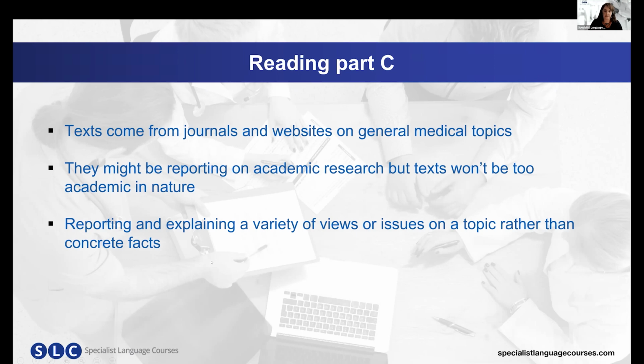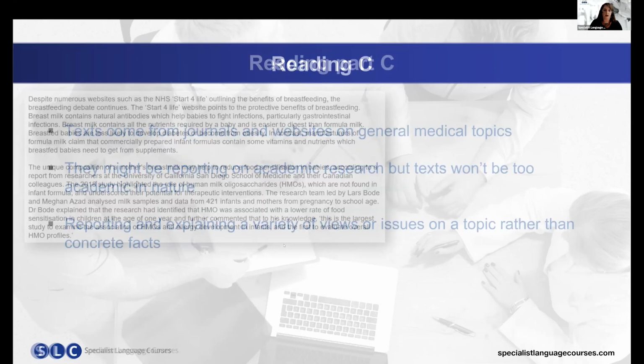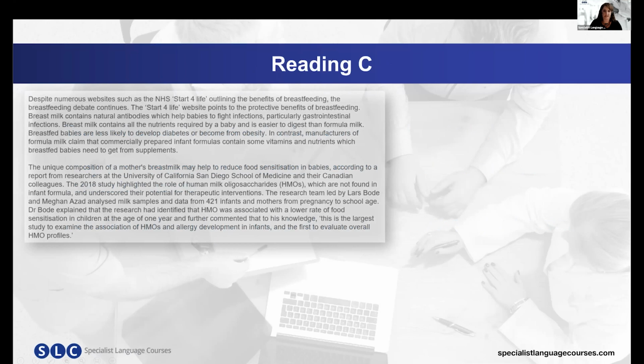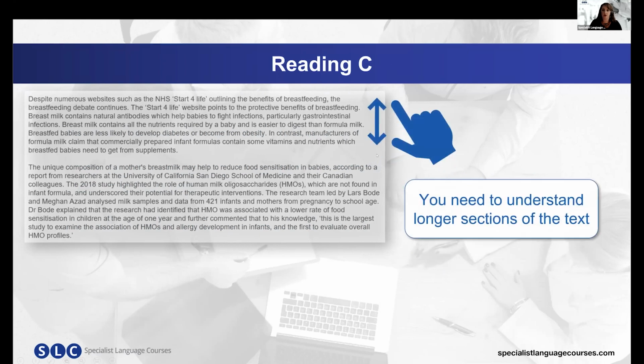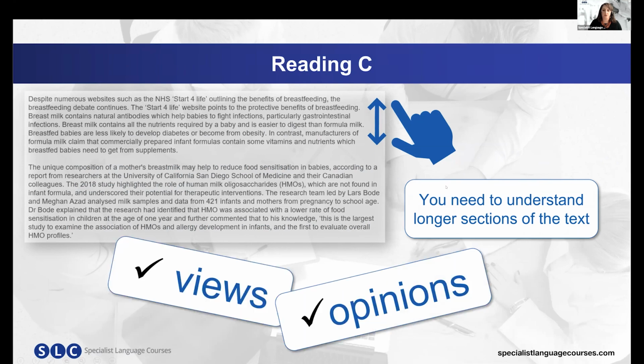So let's take a look at what you can expect with the questions on Reading C. In order to answer the questions, you need to make sure that you can understand longer sections of text. So you won't be looking for individual words, but it tests your ability to understand longer sections of text and to understand views, opinions, and attitude that you find in those texts.